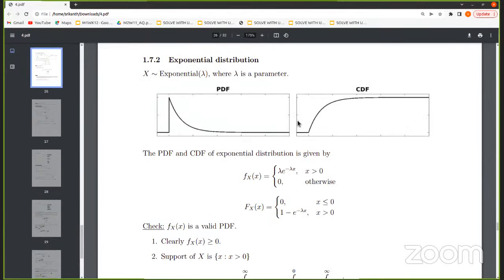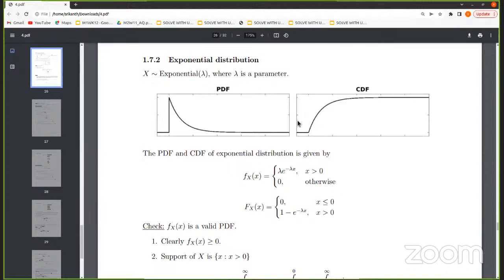See, the graphs of the exponential. If x is exponentially distributed with parameter lambda, this is how the PDF will look. After some value, the probability of that random variable taking those values will be high, and later on it will decrease exponentially. You can see it on the PDF. And the right side one is just the CDF. It starts from 0 and goes to 1.